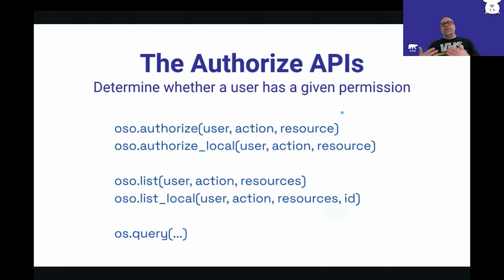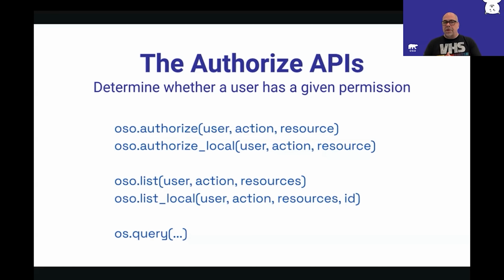So the final thing is I'm going to show you a set of APIs that we use to determine whether a user has a given permission. We have the idea of authorize: is a user permitted to execute an action on a given resource? We also have authorize local, which will ask the same question, but will return the filter that we apply to the database to allow our database to determine if the user is authorized to do so. And we have the same for list and list local.